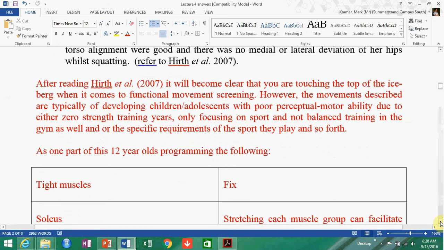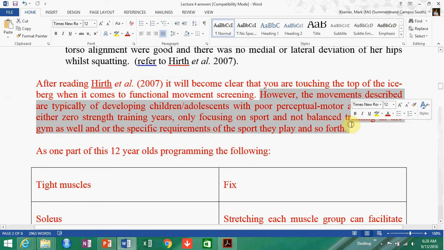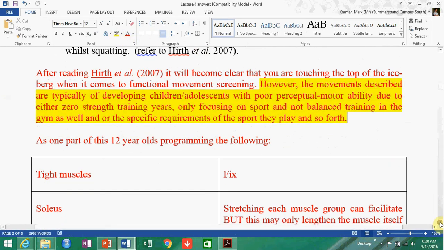Okay. Let's just check here. However, the movements described are typically of a developing child or adolescent with poor perceptual motor ability due to either zero strength training years, only focusing on sport, and not balance training. Okay, so in our next section we're going to be learning about training years and how important it is to start early with interventions, and how important it is to do motor learning training early. So in other words, you should be teaching good squat technique from the age of 6.